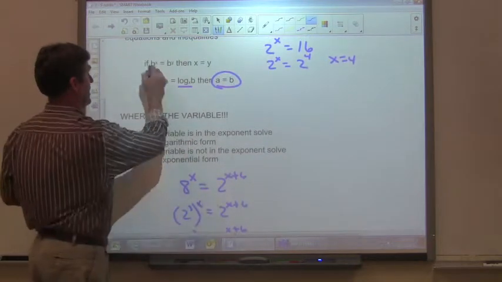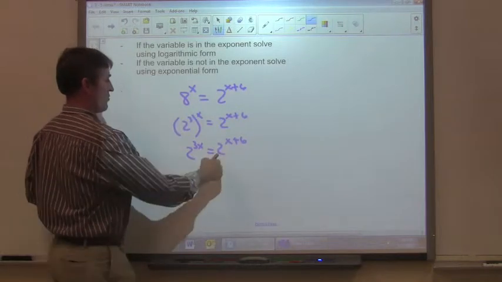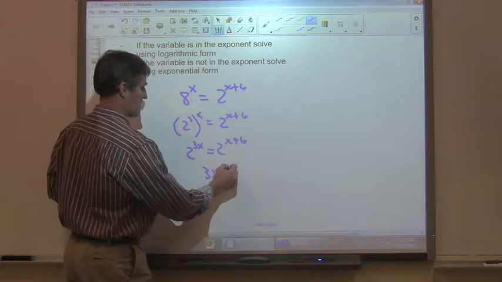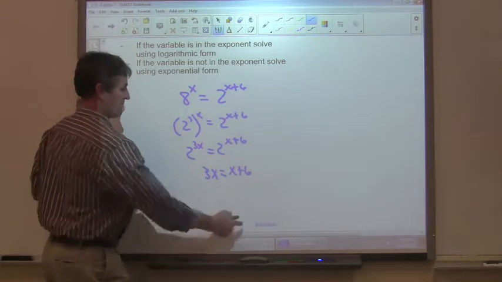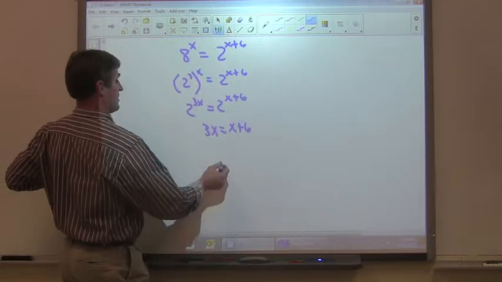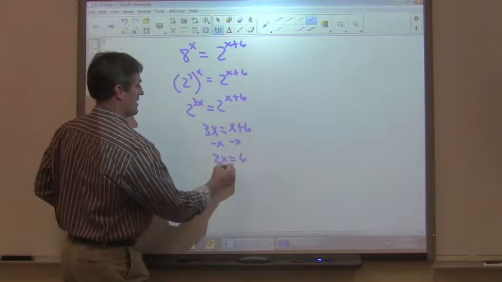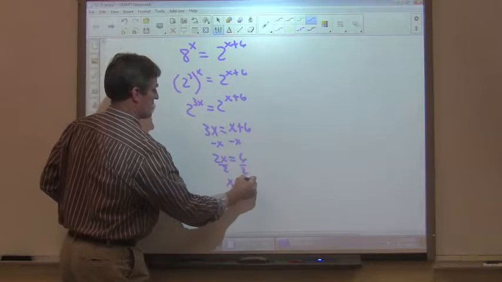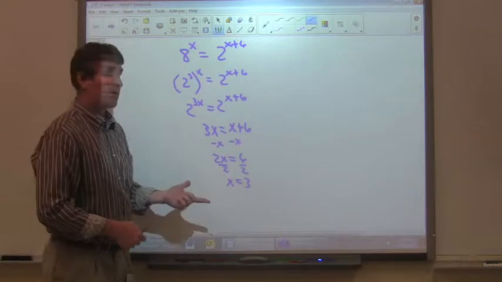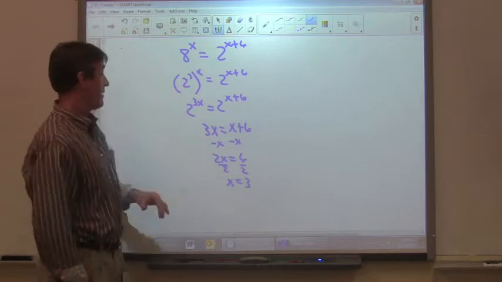Now we're using this rule here, that since the bases are the same, we can drop those and we can just solve the equation 3x equals x plus 6. And then solve that. Subtract x. And so we get 2x equals 6. And divide by 2, so x equals 3. So that would be one way we could solve this. It works nice if the bases are the same, but in most cases that's not what happens.